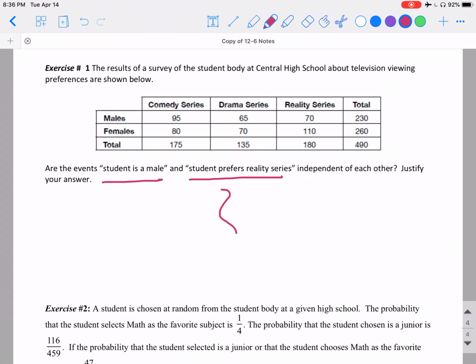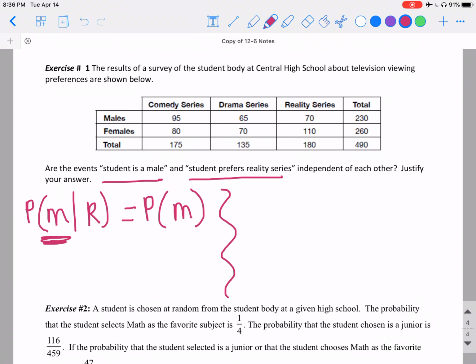So we just went through 2 different tests that you can use to test for independence. It is totally up to you, whichever one you prefer. Sometimes depending on the question, it'll be easier to use one than another. But if I set up using my first test, I want to see, does the probability of male given reality TV equal the probability that the student is male? That's one way we can check, and you can get that information from the table.